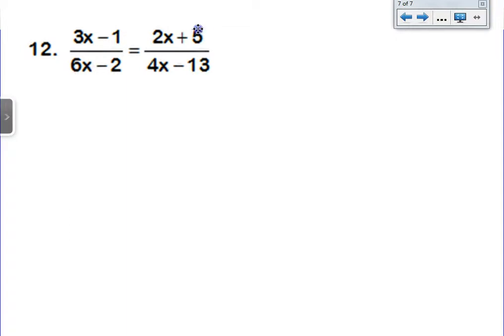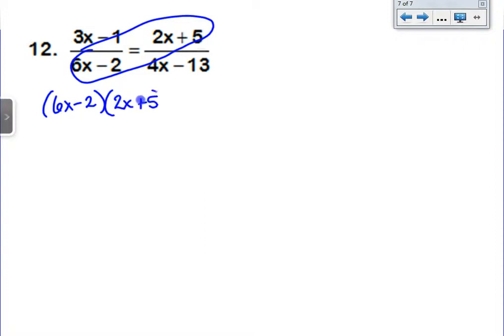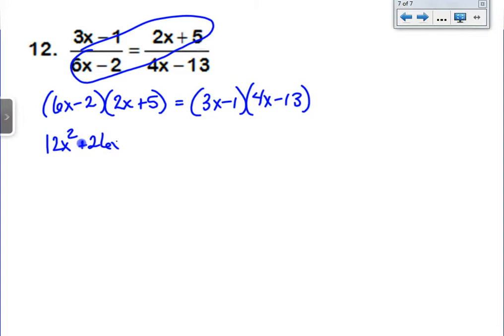So 12x squared, oh, well, that's interesting. If I start with either diagonal, I end up with 6x minus 2 times 2x plus 5 equals 3x minus 1 times 4x minus 13. So we're going to FOIL 12x squared. We've got 30 minus 4, so that's, let's see, plus 26x minus 10.